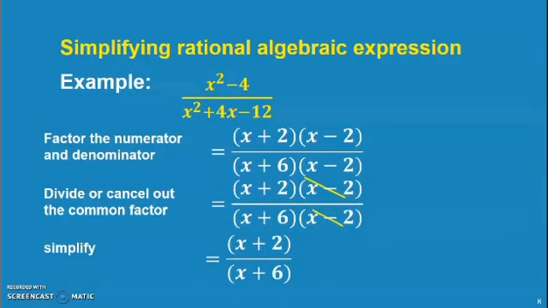So, this is now the simplified form of our rational algebraic expression, x squared minus 4 all over x squared plus 4x minus 12.